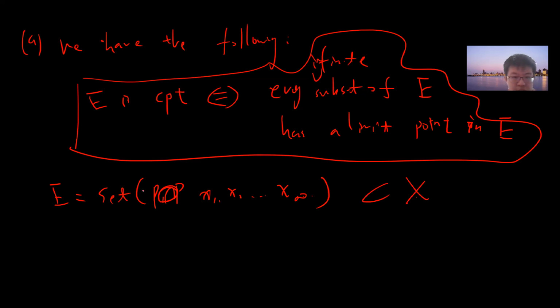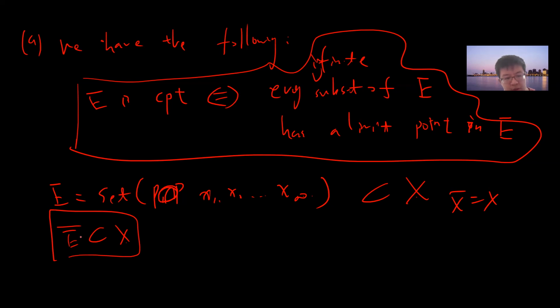Okay, and I can consider its closure. The closure is also in X because X is compact, so you take the closure and it is still in X. So E closure is compact. Okay, so there are two cases.